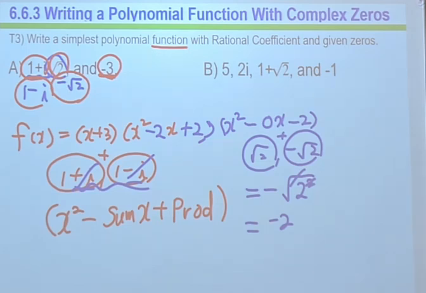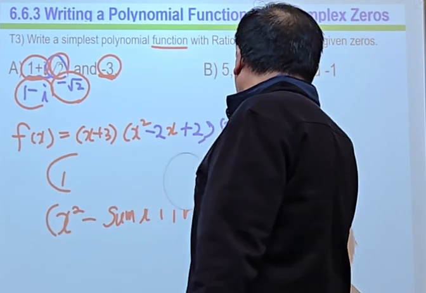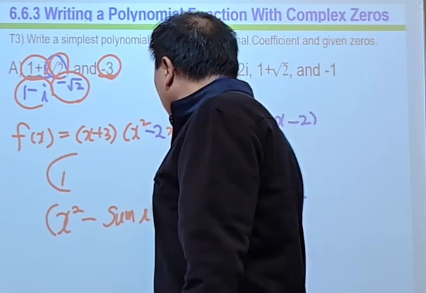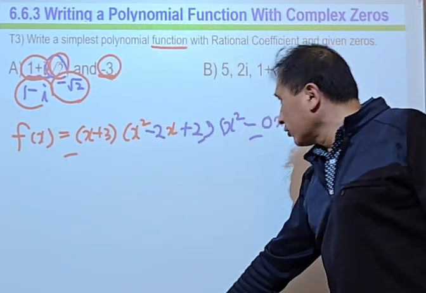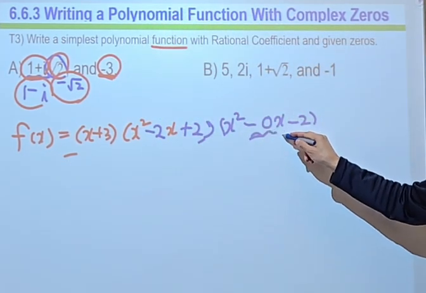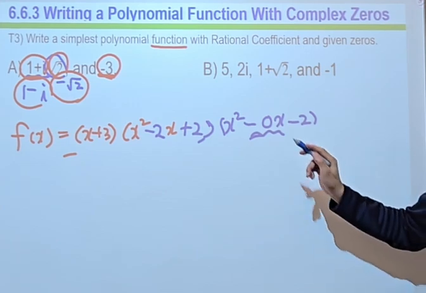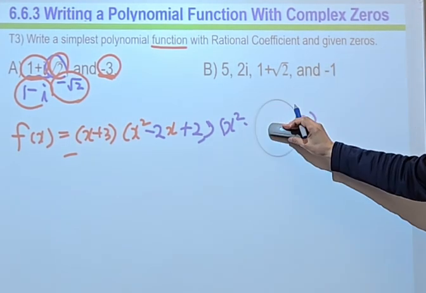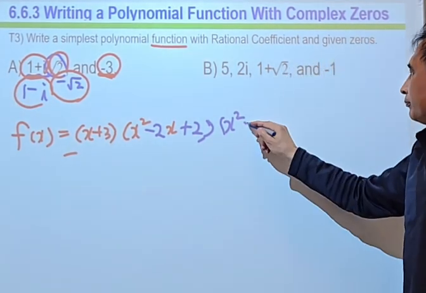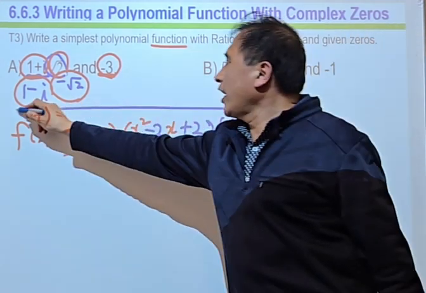Everybody got it? So the final answer, you can write it. This one, 0x, you don't need to write 0 anymore, right? So this one just, that's the answer for A.